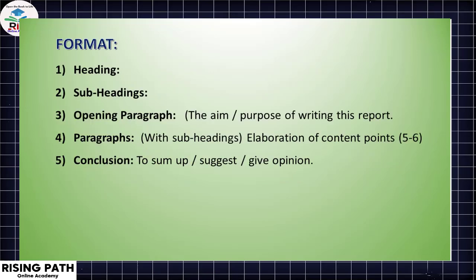Next comes the format of a report. Number 1 is the heading. Number 2, subheadings. Number 3, we have the opening paragraph, the aim or the purpose of writing the report. Number 4, we have the paragraphs, that is the body of the report with subheadings and elaboration of content points. Normally we have 5 to 6 paragraphs. Now number 5, we have the conclusion, that is we are going to sum up, or give a suggestion, or give an opinion for our report.